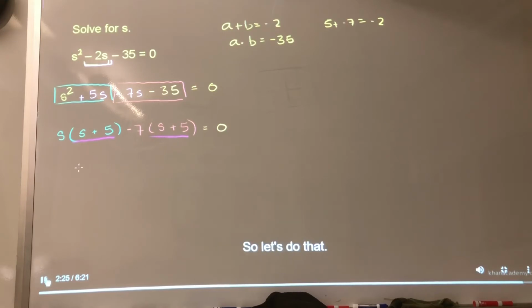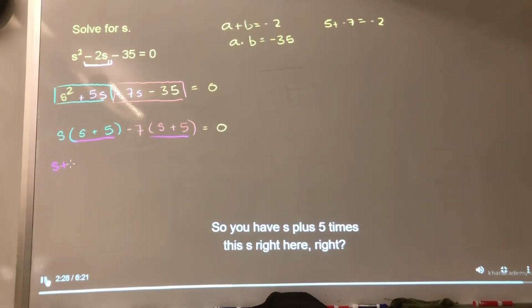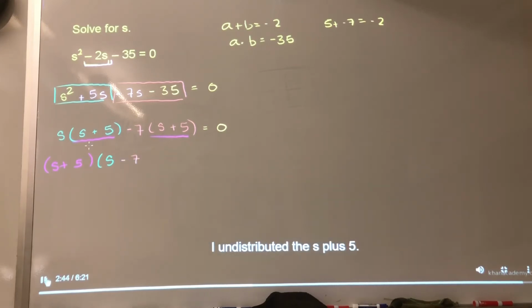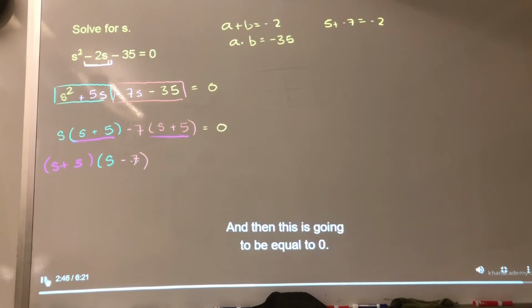So let's do that. So you have s plus 5 times this s right here, right? S plus 5 times s will give you this term, and then you have minus that 7 right there. I undistributed the s plus 5, and then this is going to be equal to 0.